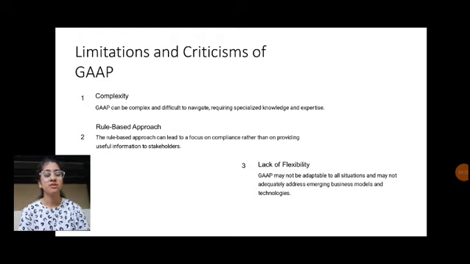Limitations and circumstances of GAAP: complexity, rule-based approach, lack of flexibility. Complexity: GAAP can be complex and difficult to navigate, requiring specialized knowledge and expertise. Rule-based approach: the rule-based approach can lead to a focus on compliance rather than on providing useful information to stakeholders. Lack of flexibility: GAAP may not be adaptable to all situations and may not adequately address emerging business models and technologies.